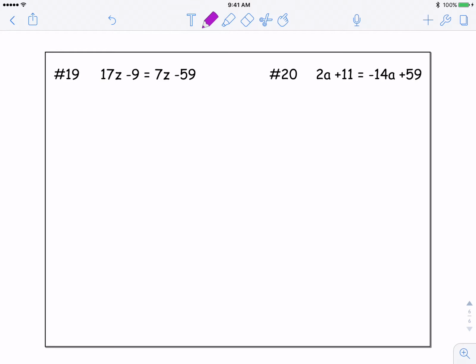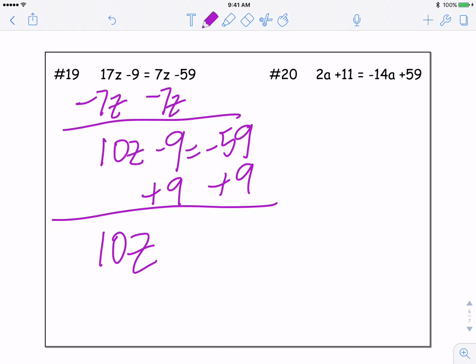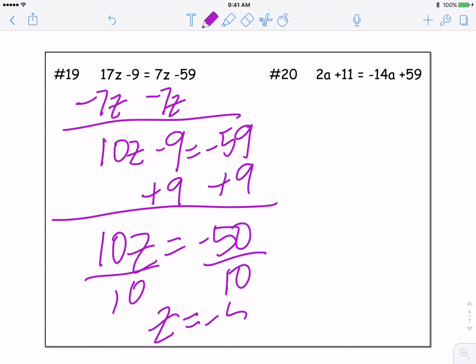Number 19. Start by subtracting 7z from both sides. Then you're left with 10z minus 9 is equal to negative 59. Add 9 to both sides. You're left with 10z is equal to negative 50. And our last step is to divide both sides by 10 to get z equal to negative 5.